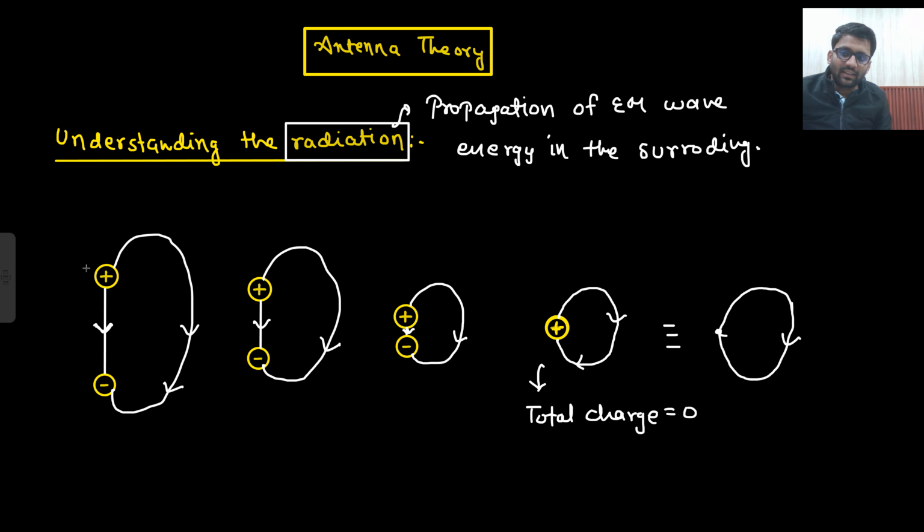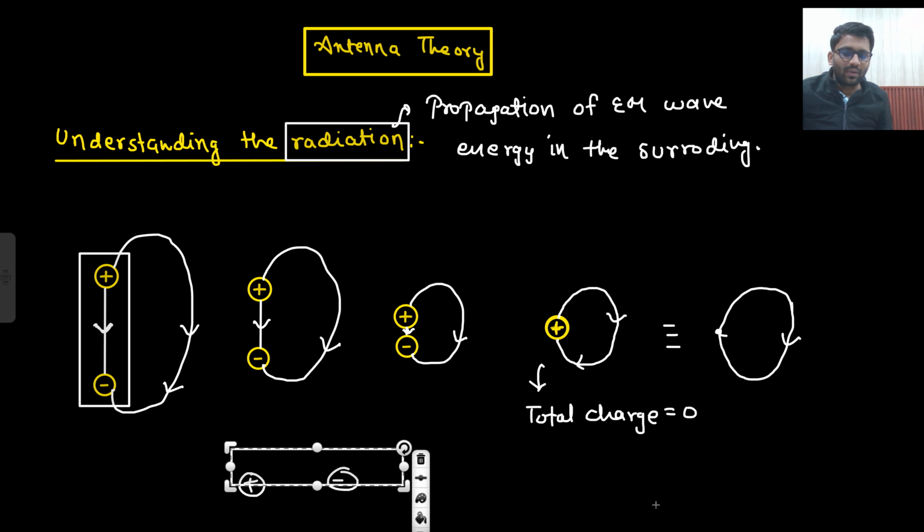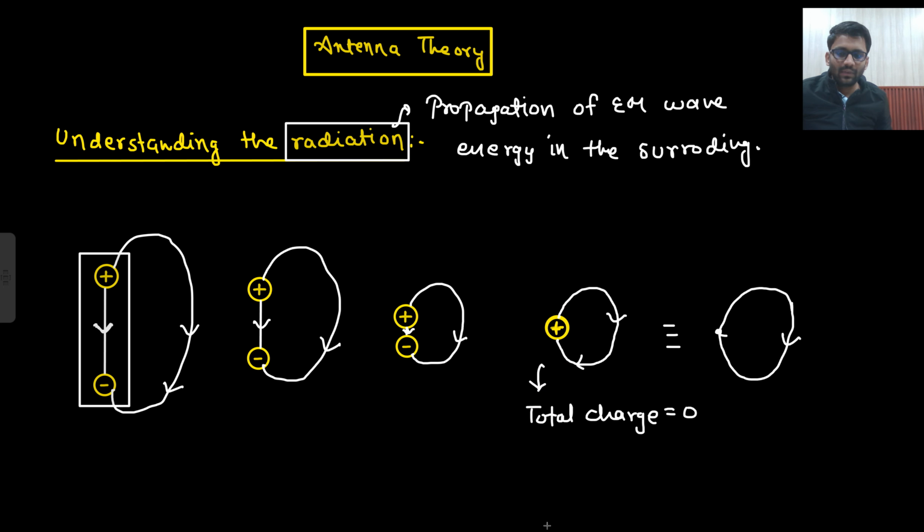Let's just say, we can call it a dipole. What do you mean by dipole? Dipole means positive charge and negative charge. If positive and negative charge is there combined, we can call it a dipole. Okay, so this is a dipole. This is also a dipole. This is also a dipole, and this is also a dipole.